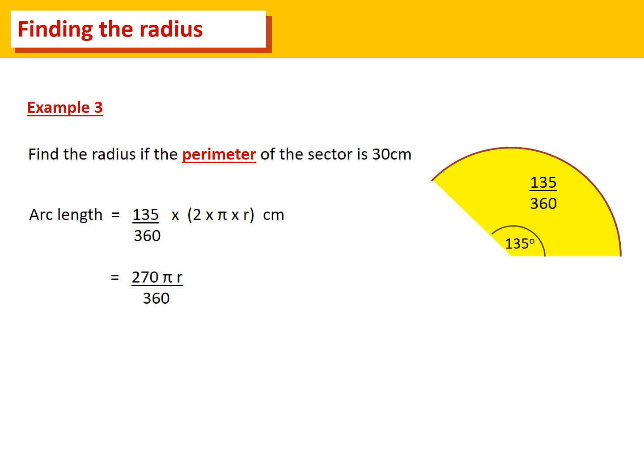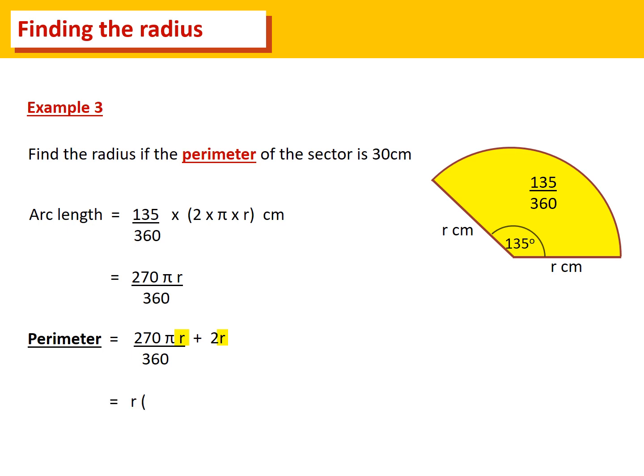But that's the arc length, but we're given the perimeter. So for the perimeter, we need to add the 2 radii, r centimeters plus r centimeters. So our expression for the perimeter is the arc length and then plus 2r. We've added the 2 radii. Now in that expression, we should be able to see that r appears in both terms. It's a common factor. And so we can take r out as a common factor outside the brackets.